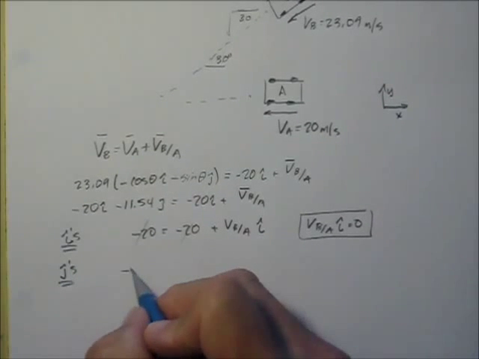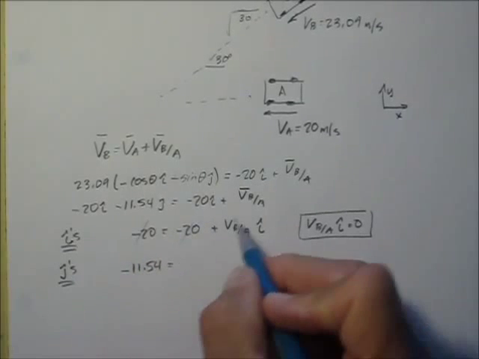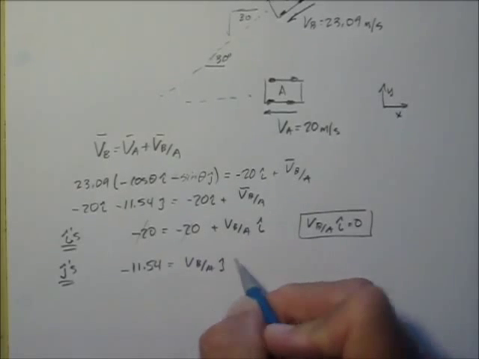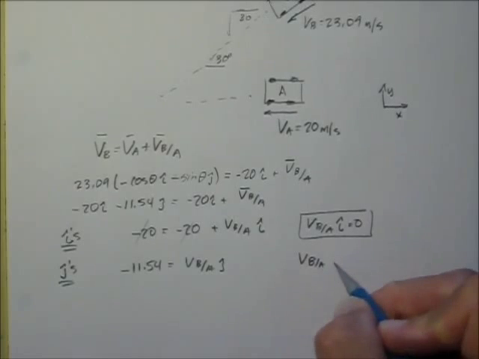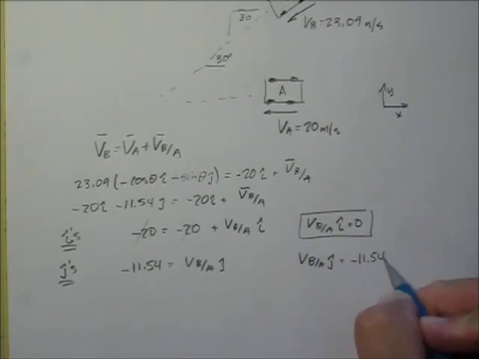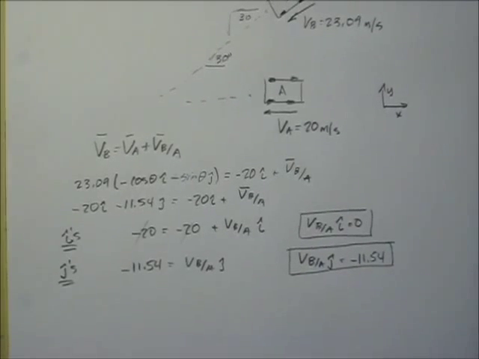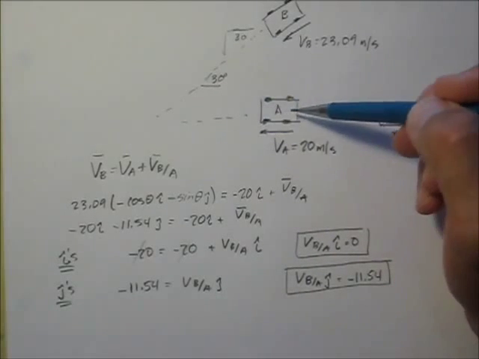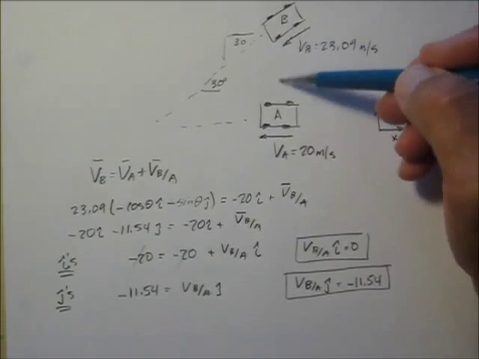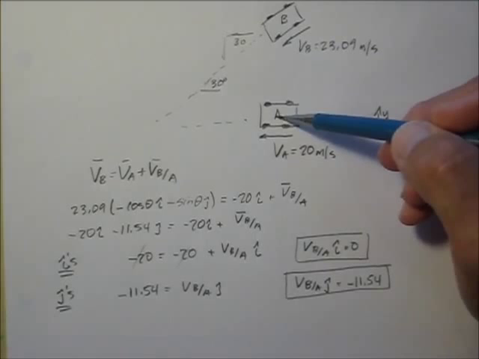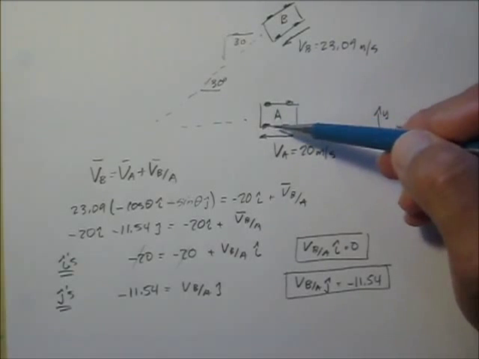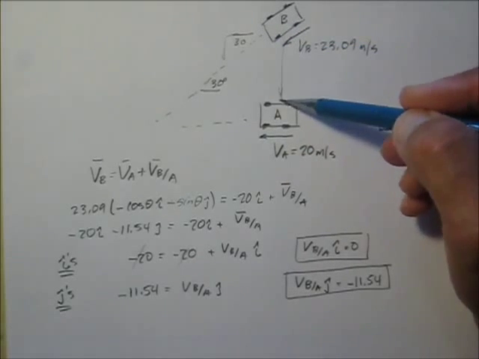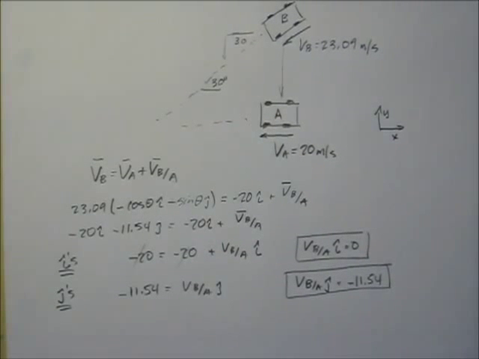Well, I've got minus 11.54 in the j direction is equal to, that's the i term, so I've got the velocity of B with respect to A in the j direction. So I can say that the velocity of B with respect to A in the j direction is equal to 11.54. All right, what's my conclusion here? It says there's no i component relative to me, which means it's not moving any faster than I'm going in the i direction. However, there is a j component that's coming straight at me. If I'm looking out the window, I'm not noticing that I'm moving in this direction, and I'm not noticing that he's moving in this direction. All I see is B coming straight at me with 11.54 meters per second speed.